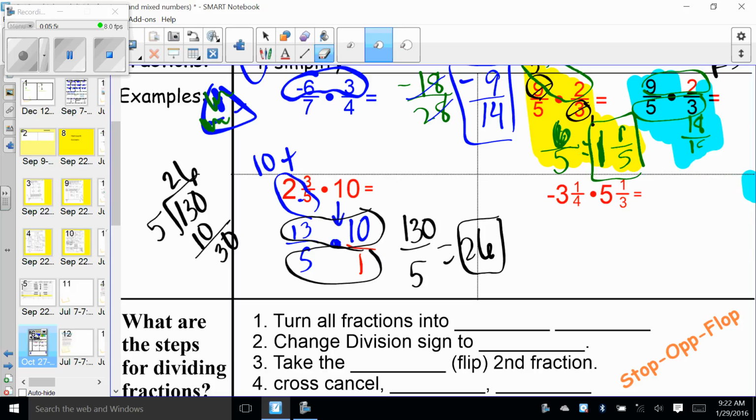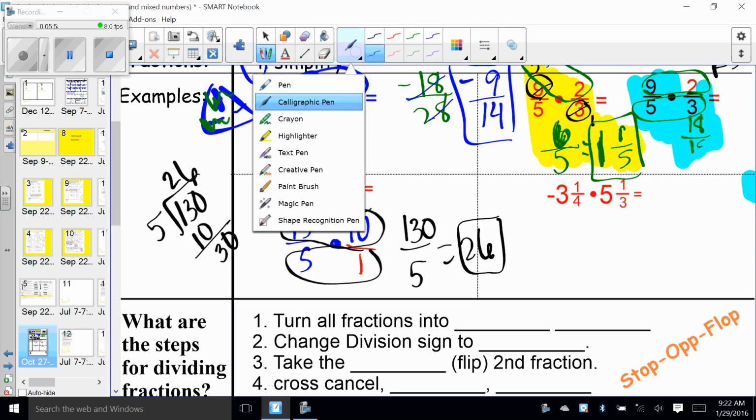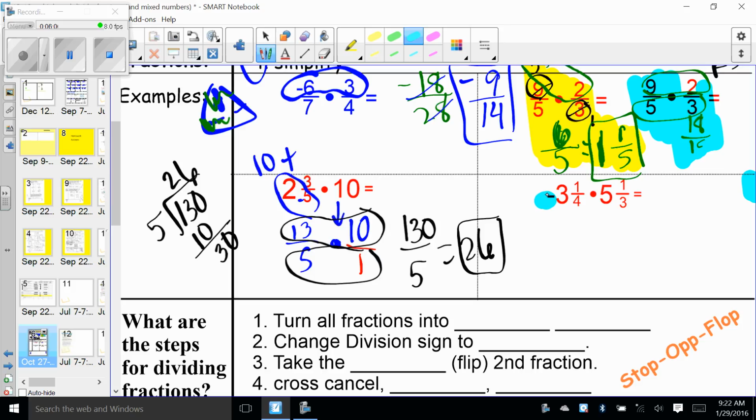Now, this next problem, we're going to go ahead and multiply these. 3 times 4 is 12. Plus 1 is 13 over 4. Now remember, we ignore the negative out front. When we're changing from a mixed number to an improper fraction, we ignore that negative. We do the work of 3 times 4, which is 12. Add the numerator is 13. And now I reattach the negative.